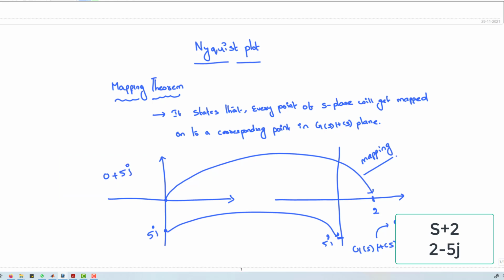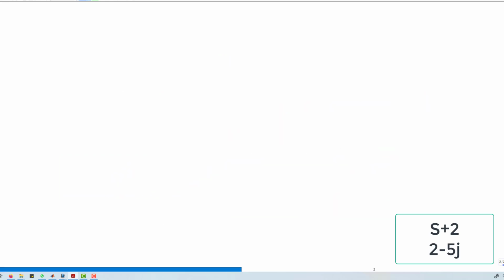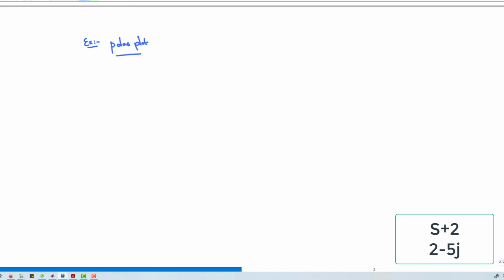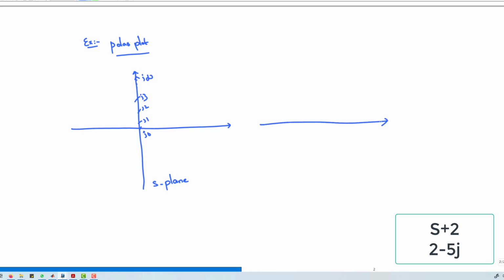This is called mapping. Now let us recap a little about our polar plot so that we ensure you are all understanding correctly. Let us talk about the polar plot, and I want to draw it on my S plane where I change the value of omega from 0 to infinity, and map the same thing into the G(s)H(s) plane, where G(s)H(s) is equal to 1 by s plus 1, and here s is equal to j omega.